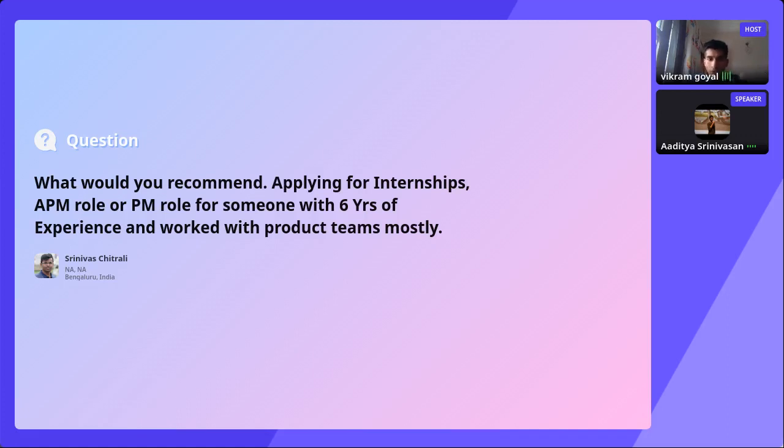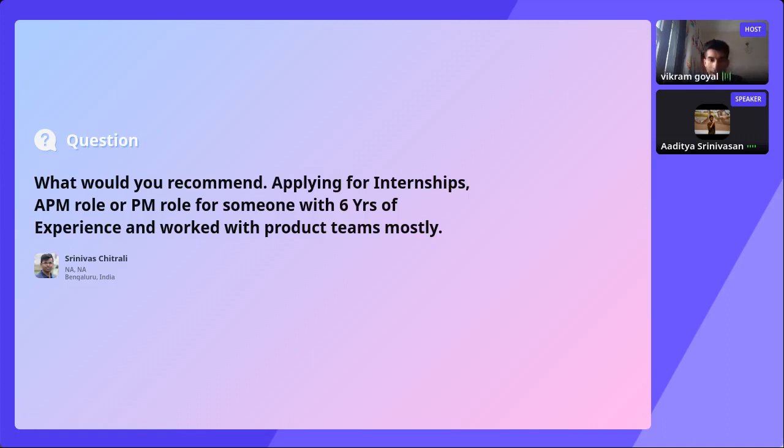But in case that is not an option, and if you are applying externally, then obviously, given the amount of experience you have, I don't think you should try for an internship. I would say directly start applying for APM roles. One thing you have to remember is you might have to take a pay cut for that. But if you have to make a career switch, you'll have to take that call. I won't recommend applying for internships. I would say directly start applying for APM roles.